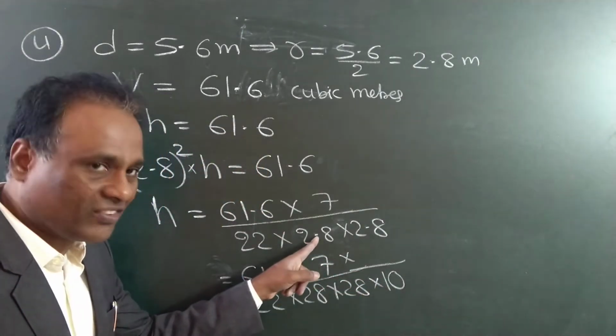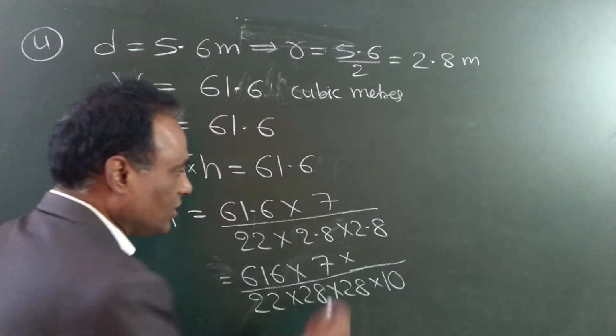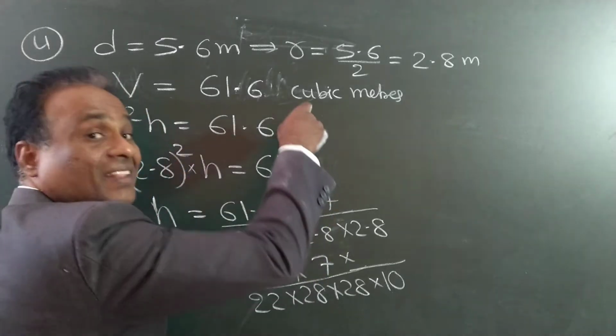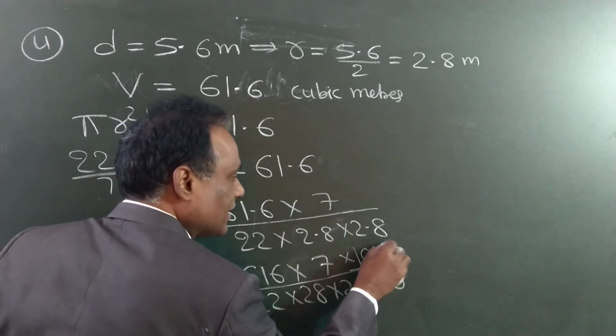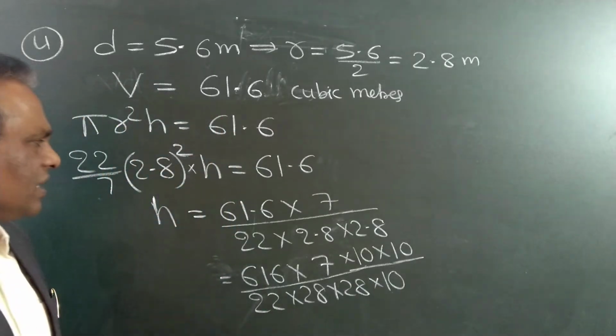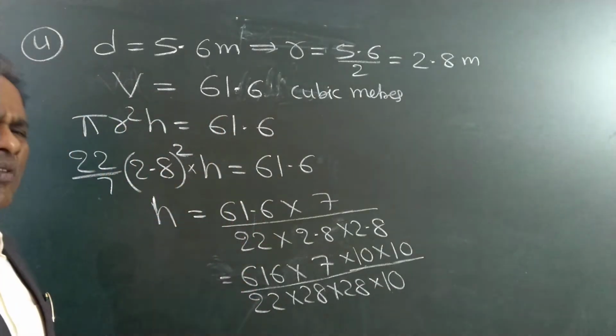Here I am removing the decimal. After the decimal 1 digit, so a numerator becomes a denominator and a denominator becomes a numerator. So 10 in the numerator. Here also removing the decimal, one more 10 in the numerator. That's all. I am removing the decimals to avoid the confusion.